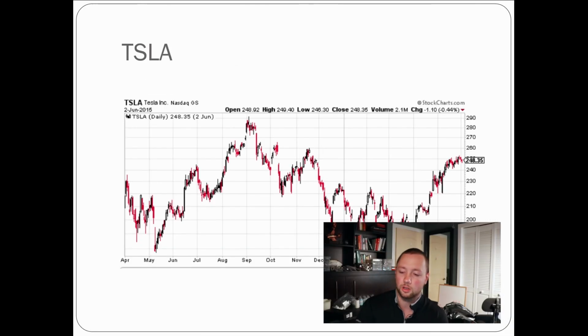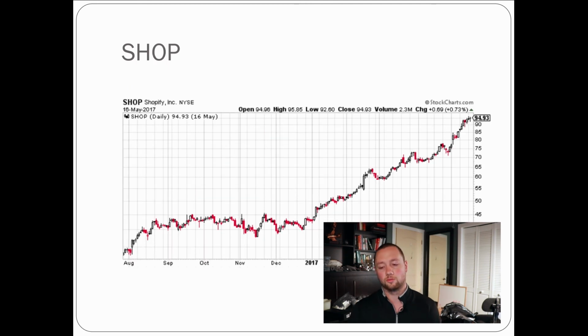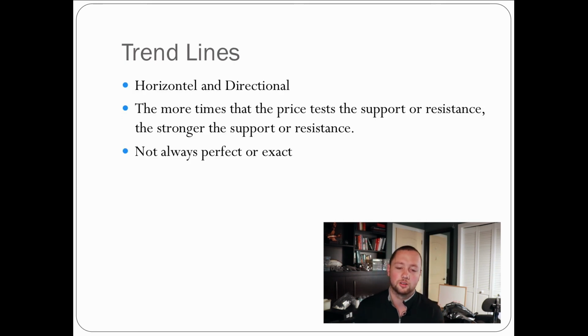So here's the Tesla chart we looked at with the big gains on the right side. The Shopify chart here where it went from $40 to $94 just by identifying the horizontal trading pattern. The last couple of things I want to touch on are that these trading patterns and channels can go in horizontal or directional patterns, and you can also just establish horizontal lines of support and resistance based on price levels. Now, the more times the price tests the support or resistance, the stronger the support or resistance is.